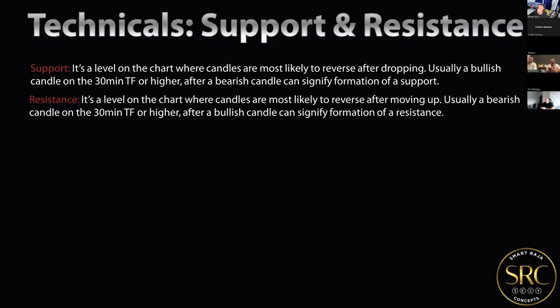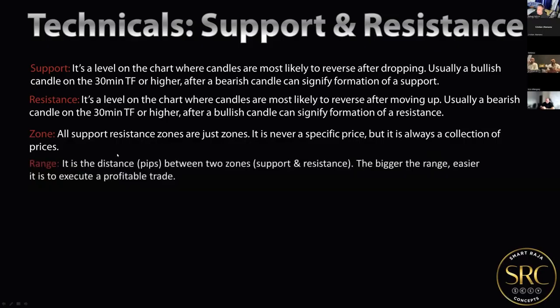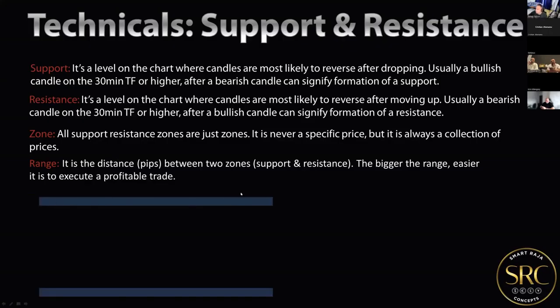Resistance is formed when you have a bearish candle forming after a bullish candle, right? All support and resistance zones are just zones. It's never a specific price. Okay, let's talk about range and zones. A range is the distance. So we have these two zones right here: a top resistance zone and a bottom support zone.